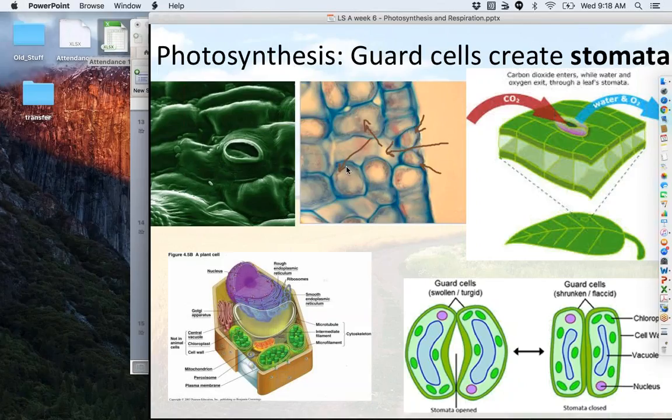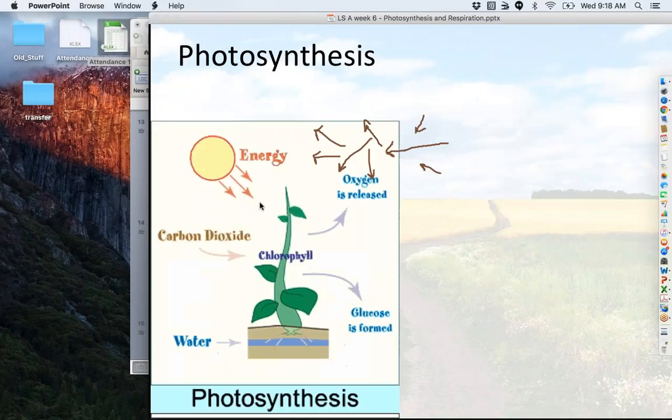So the cell needs carbon dioxide to be able to make sugar, and so that carbon dioxide is going to go into the different cells that are around here near the stomata, this particular stoma. All right, so those are guard cells, one particular kind of cell that allow for the exchange of gases.